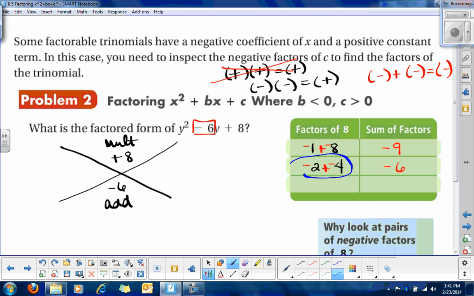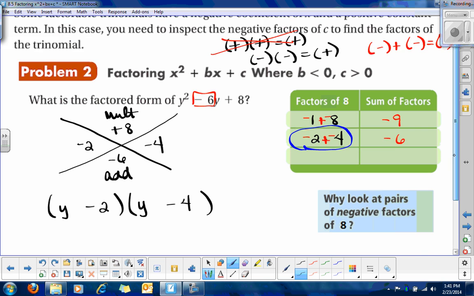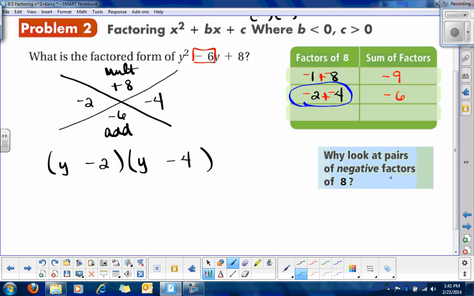So these are the two factors that we're going to use in our binomials. So we have negative 2 and negative 4. And now we can put this in as the product of two binomials. So we want y squared, which is y times y, and then we can bring our binomials in, negative 2 and negative 4. And then, of course, we can check it.